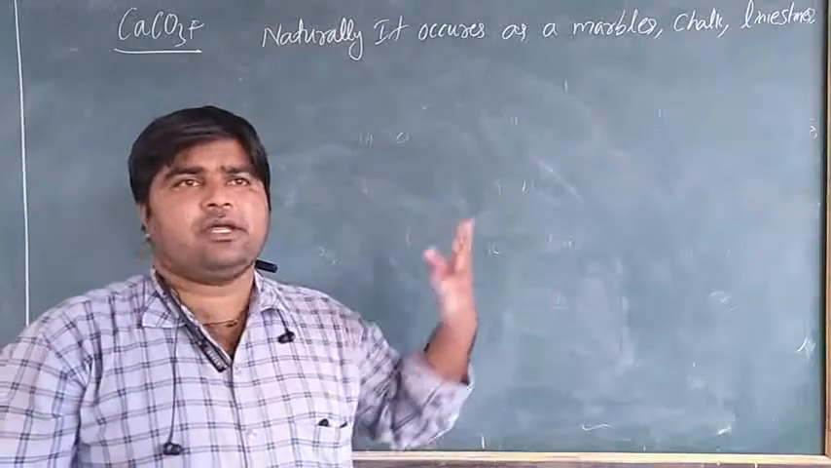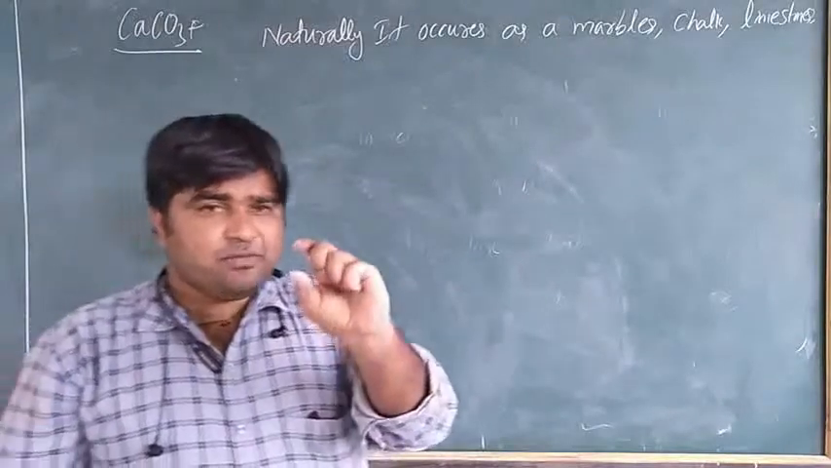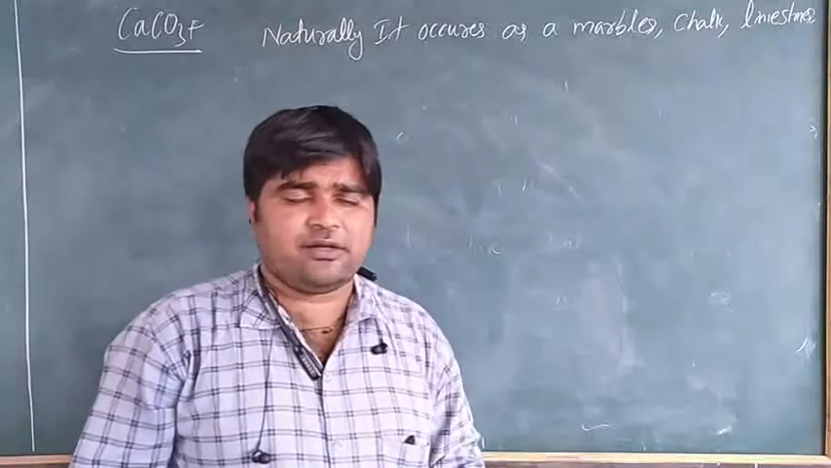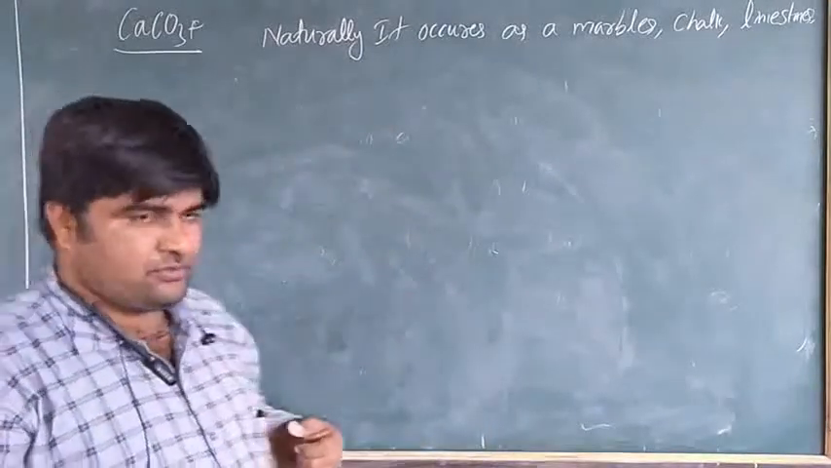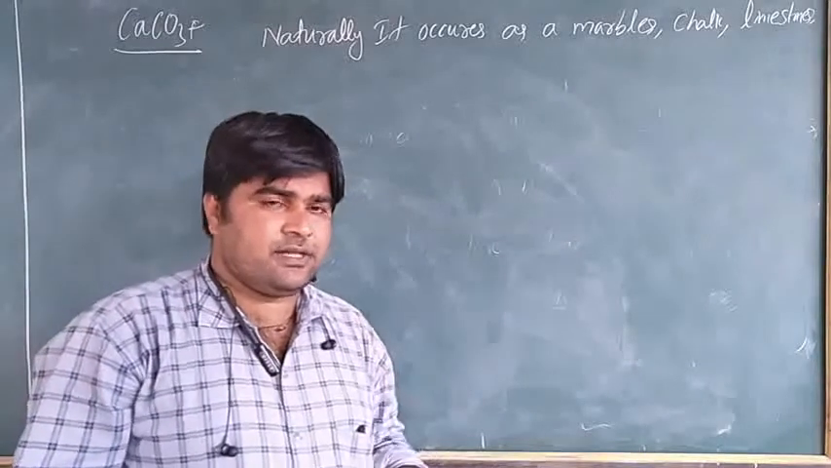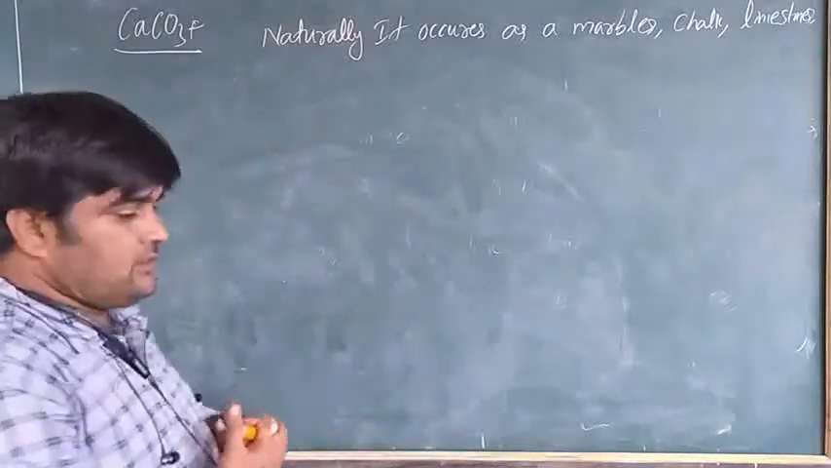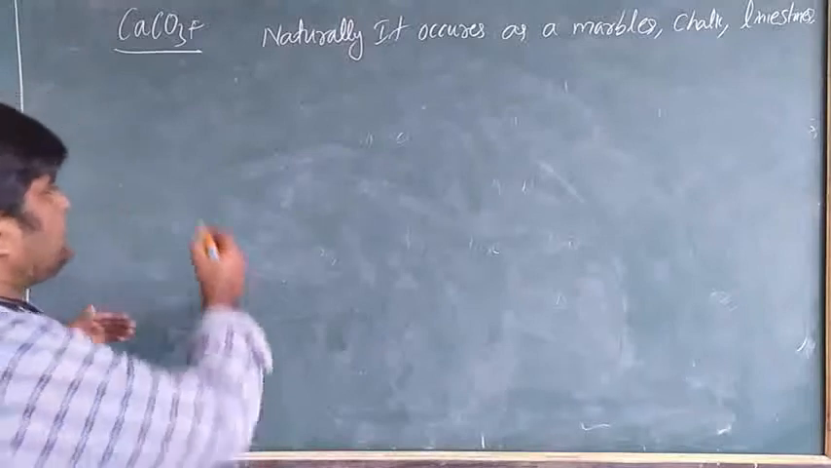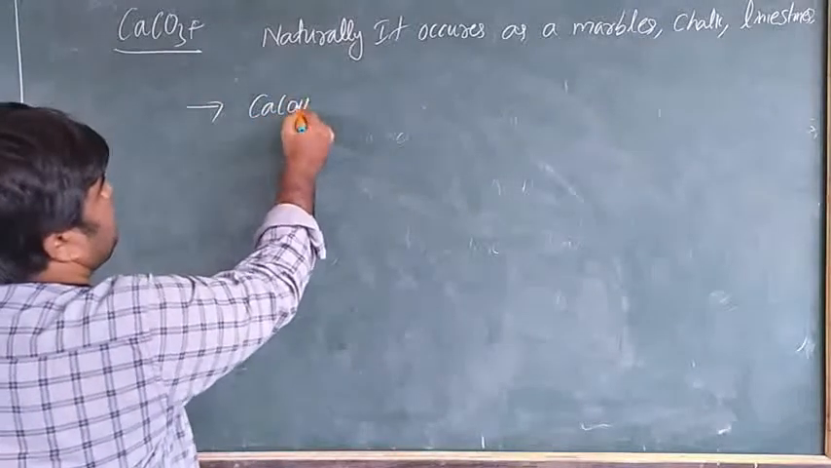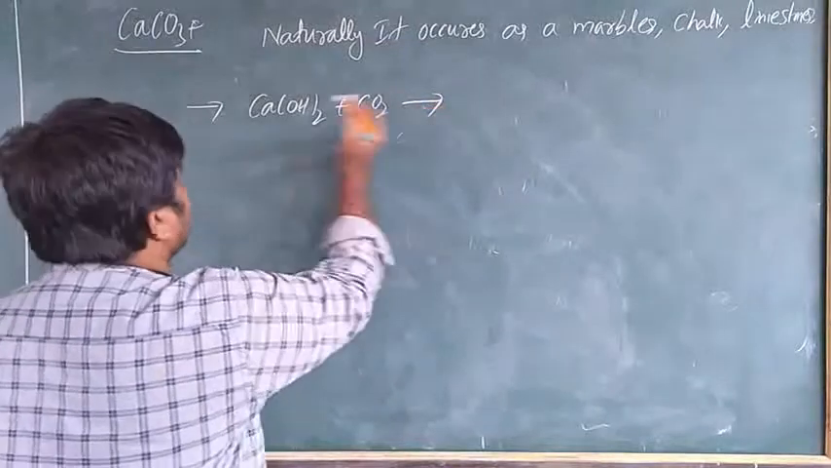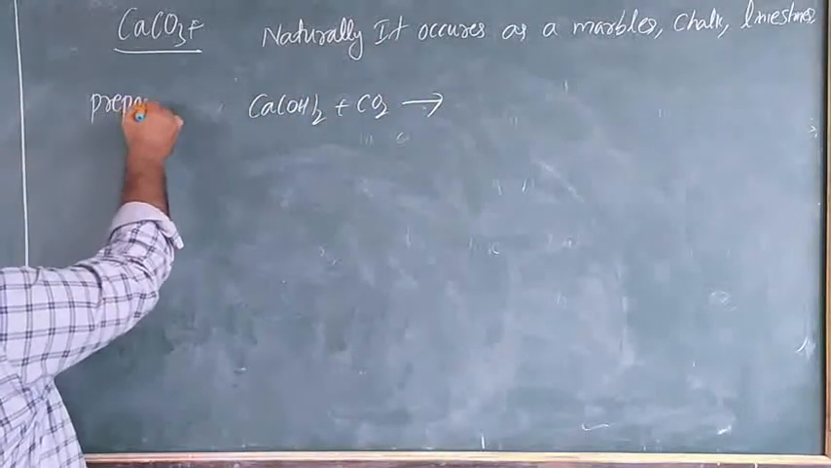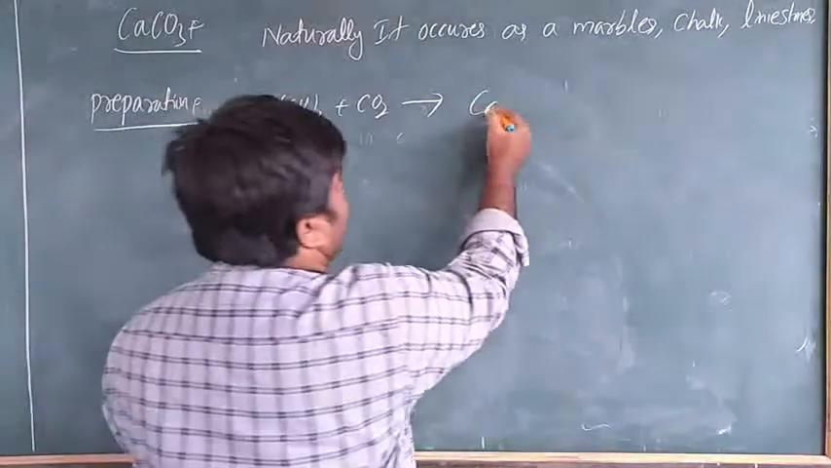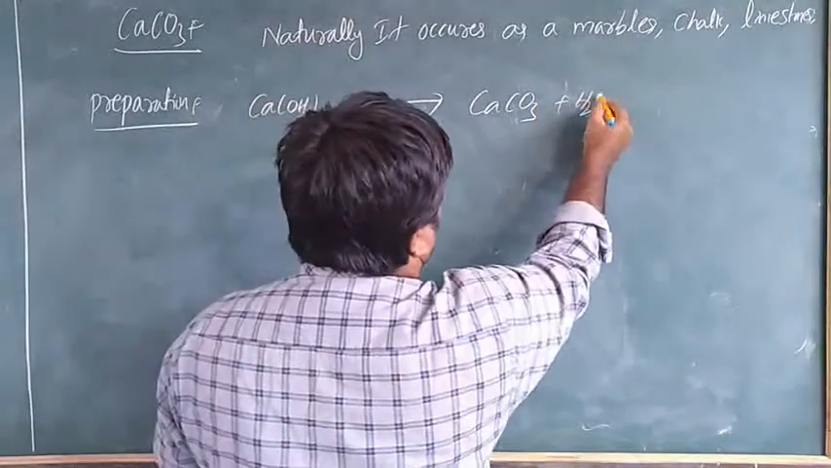It is natural. You can go anywhere and see limestone, white colored stones. That is calcium carbonate, also called limestone. So how can we prepare it? Simply, calcium hydroxide reacts with carbon dioxide to form calcium carbonate and water.